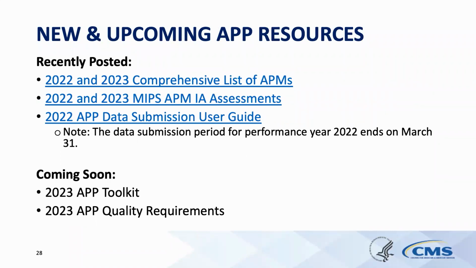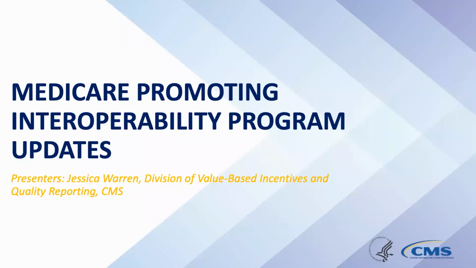And we recently updated our website with several new resources. We have the 2022 and 2023 comprehensive list of APMs, as well as our MIPS APM IA assessments and the 2022 APP data submission user guide. And just to note that the submission period for performance year 2022 ends on March 31st. We are currently working on the 2023 APP toolkit and the APP quality requirements, so those will be posted to the resource library soon. And now I will hand it off to the next presenter. Thank you.